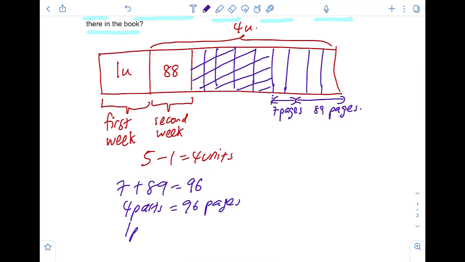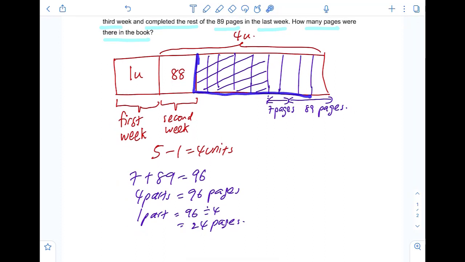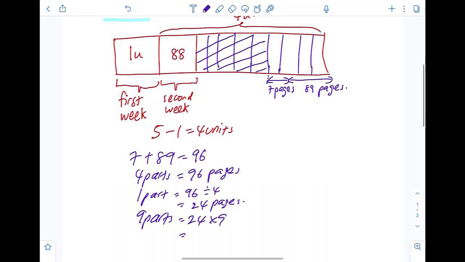We find 1 part. 96 divided by 4 is 24 pages. Alright, and then with that, we can find this purplish section here, which is 9 parts. 24 times 9 is 216 pages.